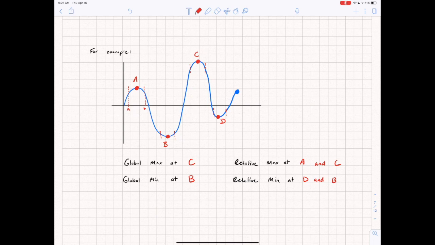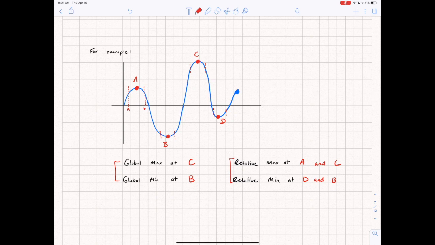Something else I want to point out before we move on is notice that when we deal with relatives, relatives are just any mountaintop or any valley, so they can include globals, right? It's just any highest point, any lowest point. And so there can be multiple answers for that. But in terms of global, there can only be one set of global maxes, or one set of global mins. In other words, generally there's only one of each.